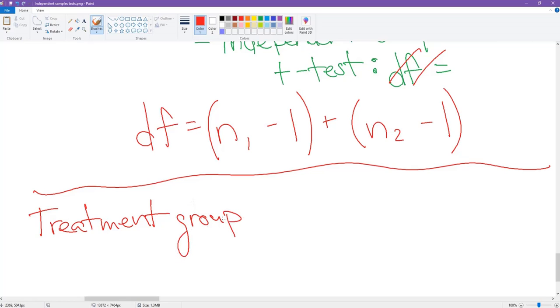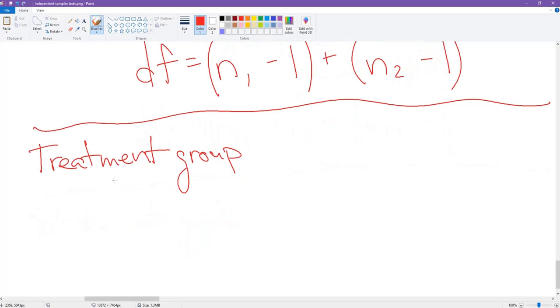That's the one where we gave dogs shampoo that is theoretically going to reduce their dander and their amount of shedding. And we have 10 people in it. So, in order to calculate this first part of degrees of freedom, I'm going to say n1 minus 1 is just 9, so I have 9 degrees of freedom here.